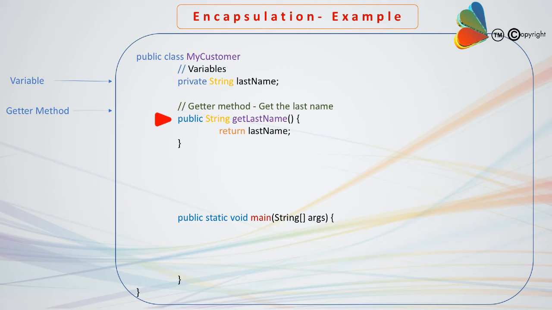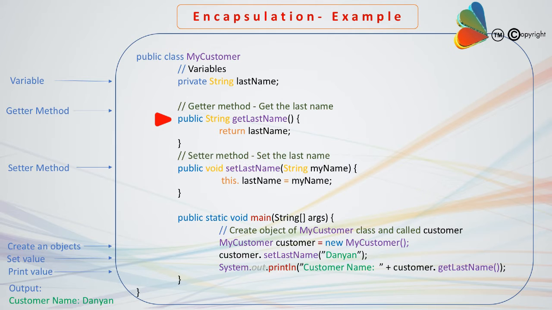Public, string, getLastName. Public is a Java keyword. The public members are visible to all other classes. Created getter method by name getLastName. This method is used to retrieve variable value of lastName.